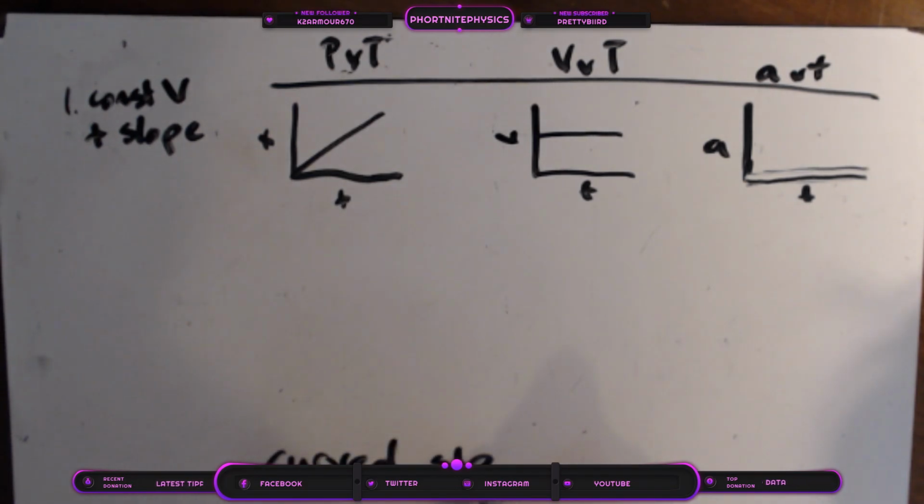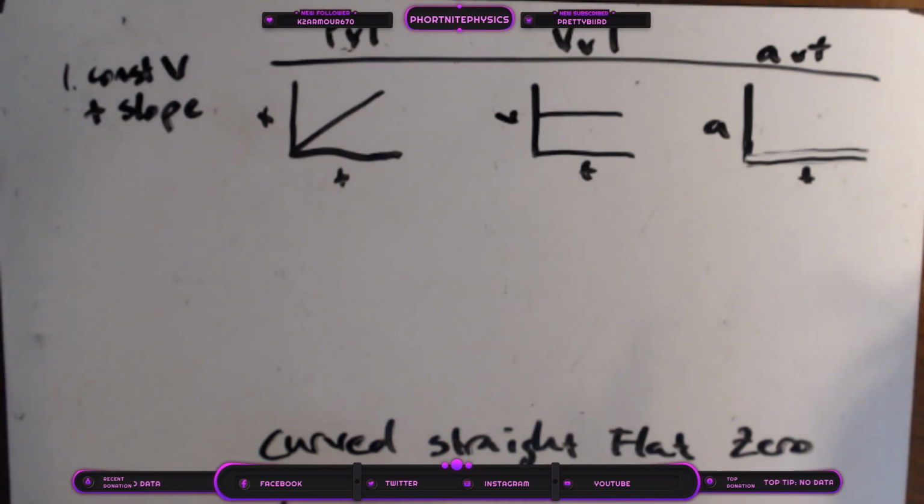Curved, straight, flat, 0. Curved, straight, flat, 0. That is the order in which your graphs will follow. They will get less and less curved as the whole thing goes on.